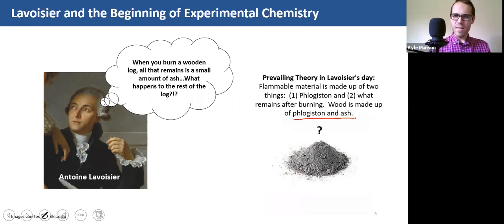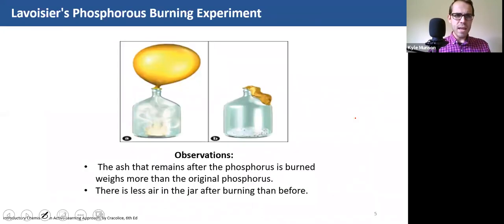Okay, so that's weird. There's this mysterious thing called phlogiston that leaves the log when it burns and leaves behind the ash. And so a log is comprised of these two things, or anything that burns, I should say, is made up of these two things. So Lavoisier was skeptical of this theory, and he thought that he had a way to test it. What he did was put some phosphorus in a jar, and he burnt the phosphorus. And this jar had a balloon on the top filled with air.